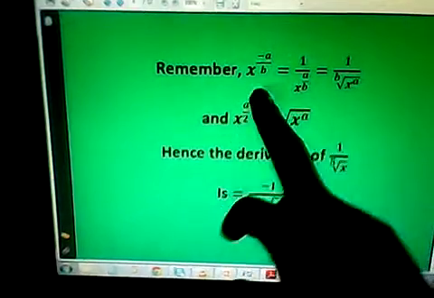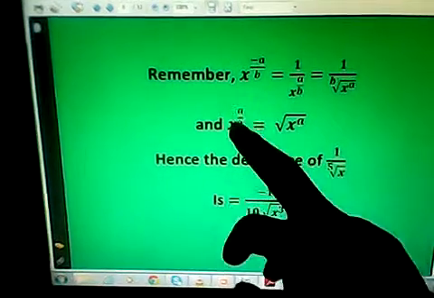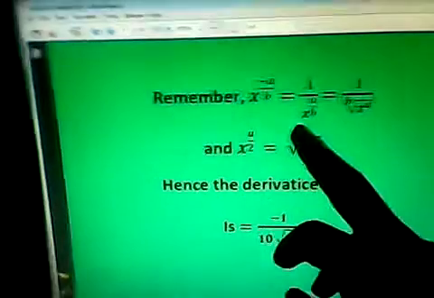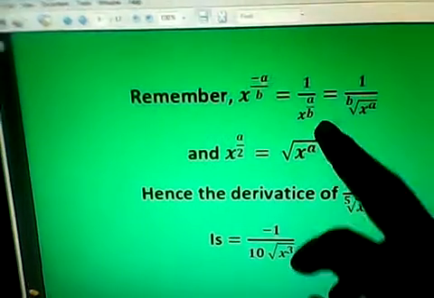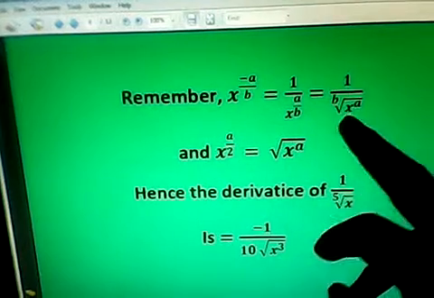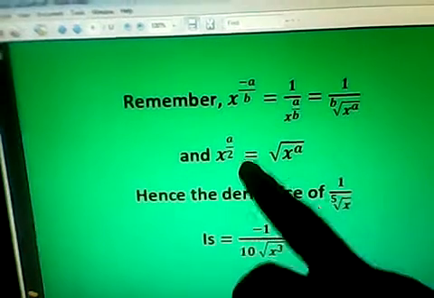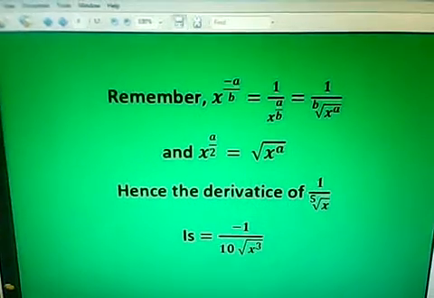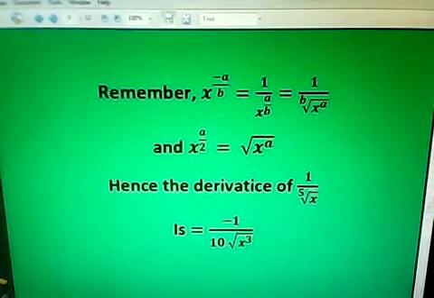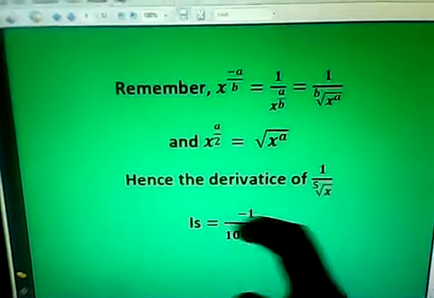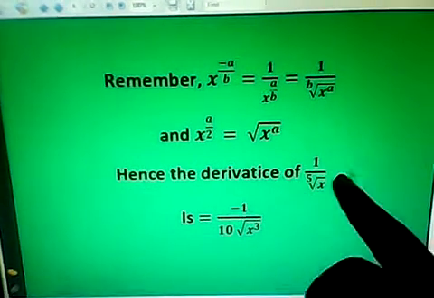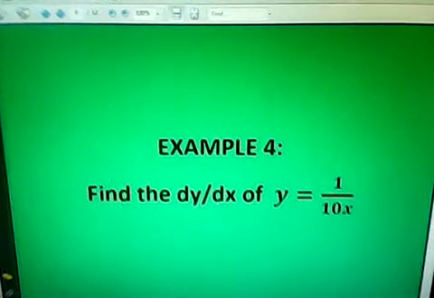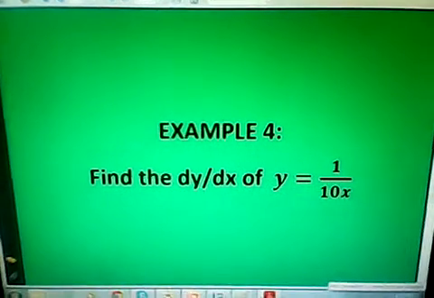Now look at the laws of indices that we actually applied. X raised to the power minus a over b is equal to 1 over x raised to the power a over b, or is equal to 1 over b-th root of x raised to the power a. And you know that x raised to the power a over 2 is also root x raised to the power a. Those are the laws of indices applied that give us our final result for the derivative of 1 over 5 root x. Right? So let's go to the next example.